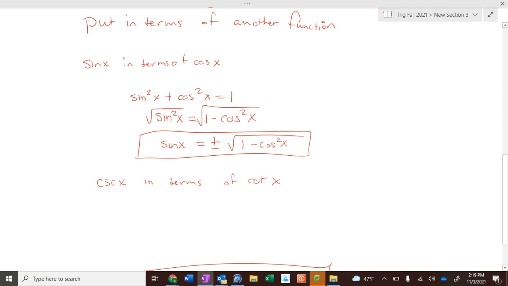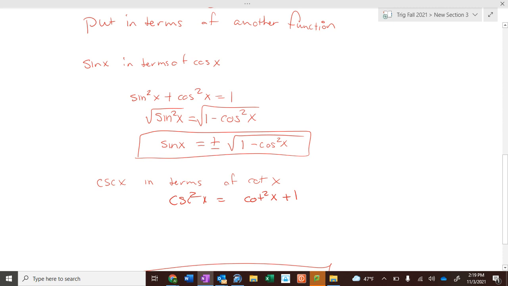So now I want to do cosecant in terms of cotangent of x. What's the Pythagorean identity of cosecant and cotangent? We have a Pythagorean identity for that. Cosecant squared of x equals cotangent squared of x plus 1.